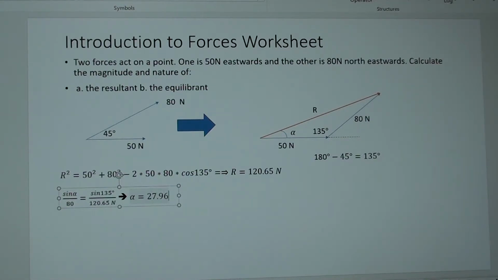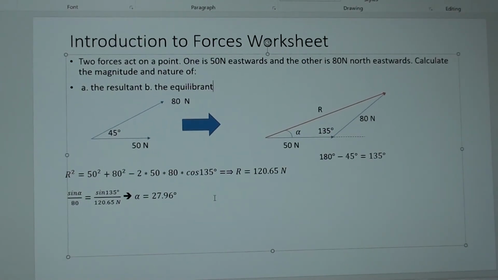27.96 degrees. Now, since we stated both of these solutions, the final answer for the first part of this question, to find the resultant, will be stated this way. So let us write it together. You need to restate the magnitude of the resultant force we found. So we say 120.65 newtons. This N represents the units for the force acting.